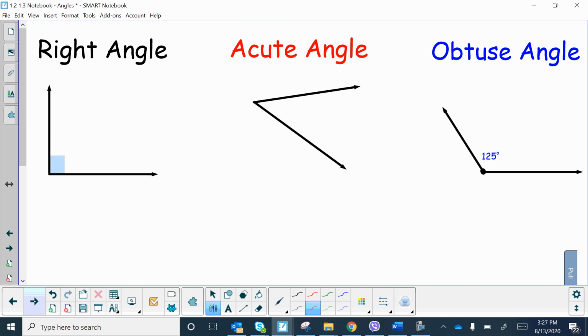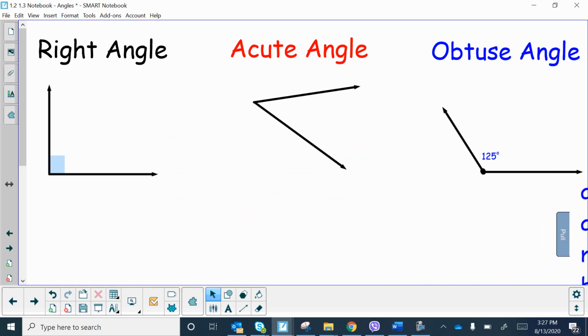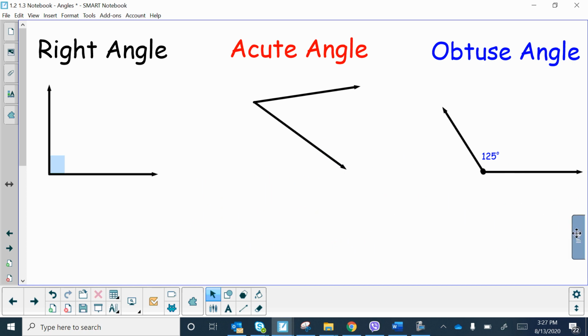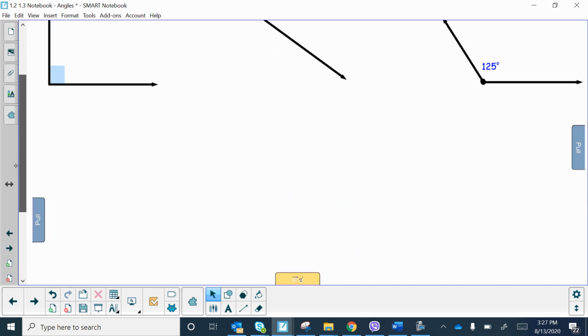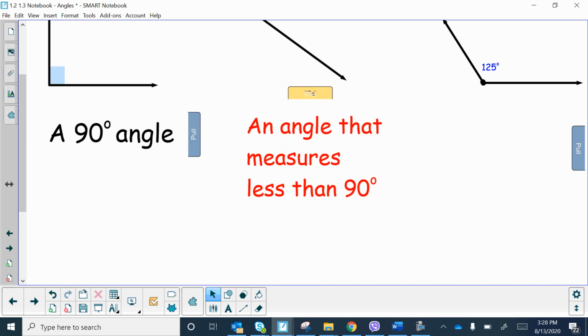Okay, these are easy. I think you definitely worked with these in middle school, probably 6th grade. A right angle, an acute angle, and an obtuse angle. Okay. So let me pull these up.